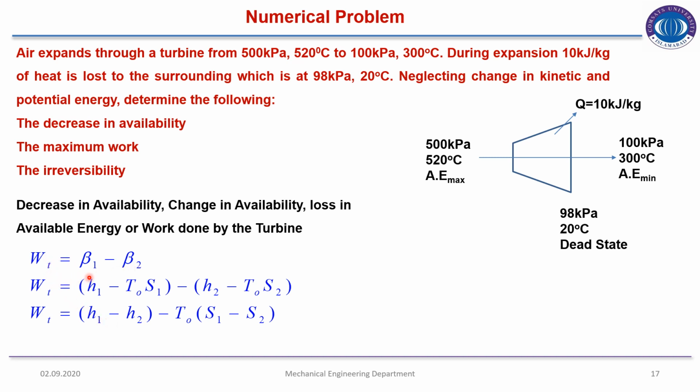So here we have utilized the relation H1 minus T naught S1 minus H2 minus T naught S2. So here we have different temperature and pressure values as well. So the work done by the turbine is calculated by H1 minus H2 minus T naught into S1 minus S2.